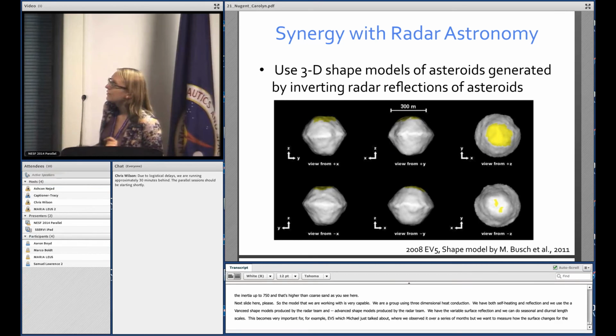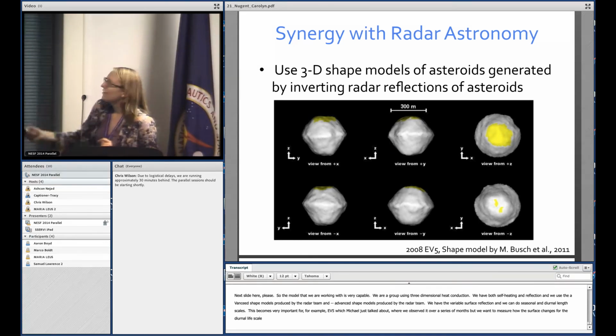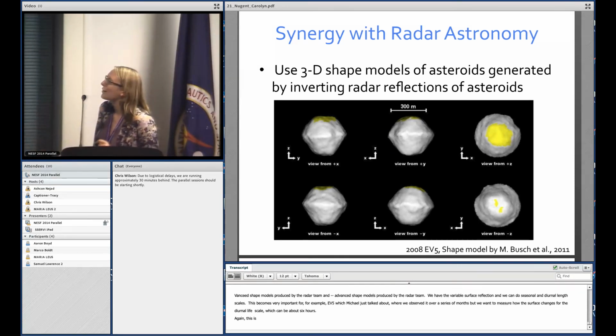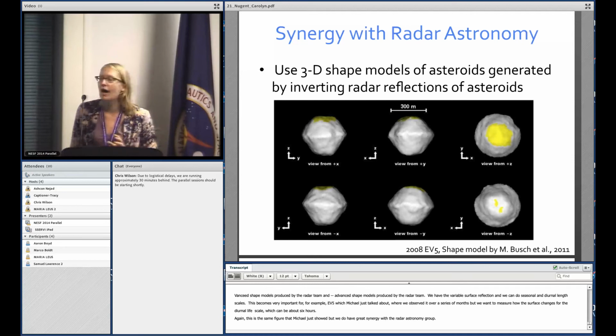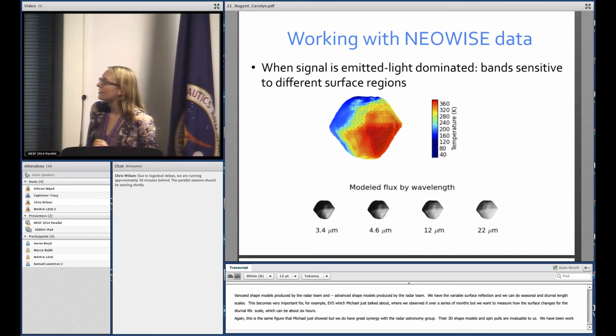Next slide, please. So again, this is actually the same figure that Michael just showed, but we do have great synergy with the radar astronomy group. Their 3D shape models and spin poles are really invaluable to us, and we very much have been working together as 2 different teams. Next slide, please.